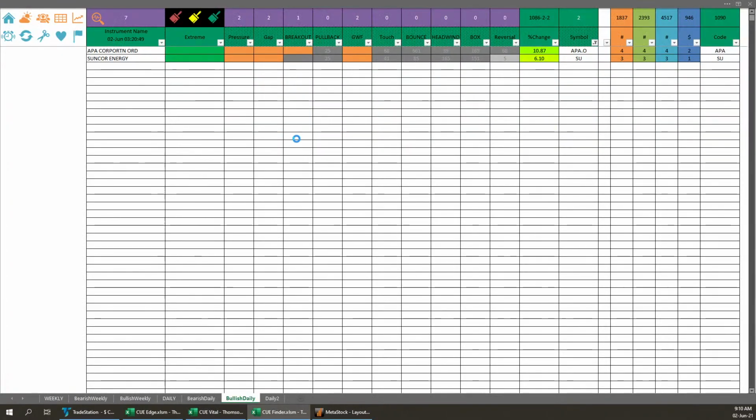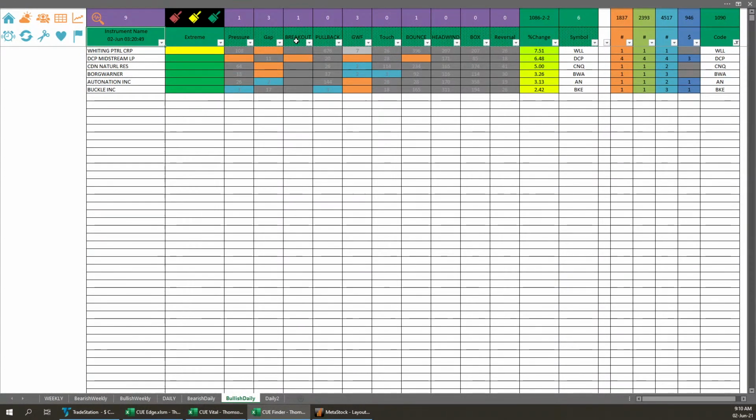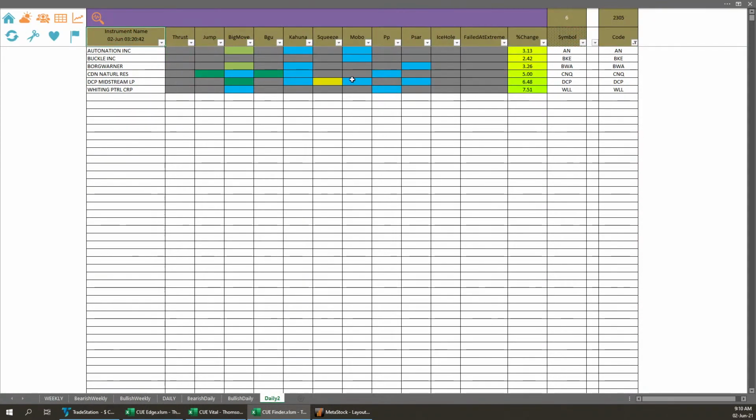Let's look up their signals in Finder. Okay, there is one breakout, several go with flow, several gaps, one bounce. And if I look at the alternate signals, it looked up the alternate signals also. We have 2 pocket pivot, 3 mobile breakout, 4 Kahuna, and 1 stock I can see here. It has PSAR reversal, mobile breakout from a squeeze with Kahuna with a big move over 1 week as well as 1 month. DCP Midstream.